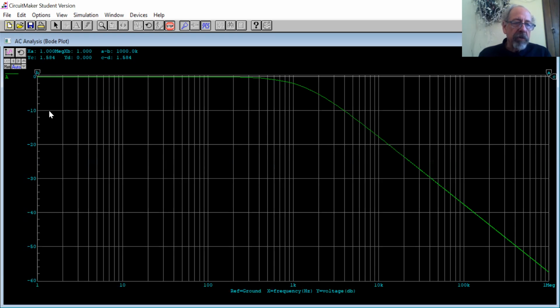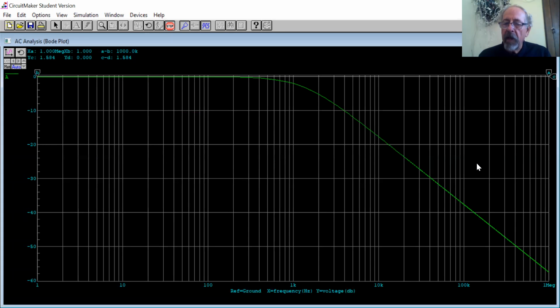Decibels, again, are ratios, and over here, -10, -20, -30. Each time we're going down by a factor of 10. So here, the output is this. It's 10 times smaller here, 100 times smaller here, 1,000 times smaller, 10,000 times smaller, and so forth.